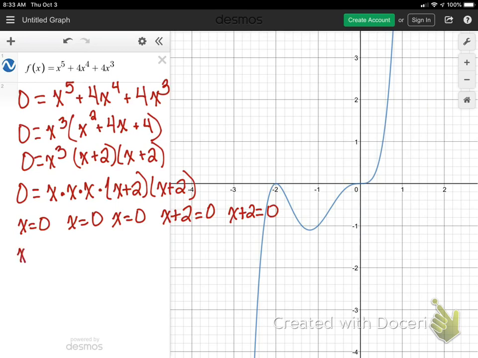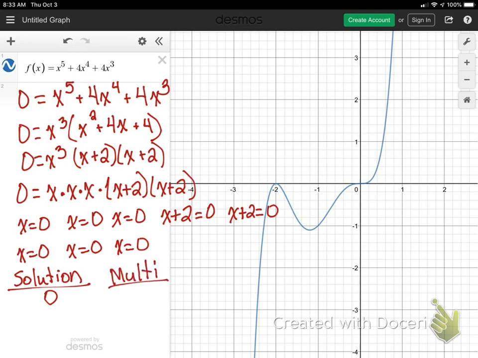How many times do I get x is equal to 0? 3. Okay, I don't have to write all those down. I really don't. And I wouldn't write all those down. I'm just showing you what's happening. So my solution here is a 0. What's the multiplicity associated with the solution of 0? 3. Here, I get x equals negative 2. And how many times do I get x equals negative 2? 2.